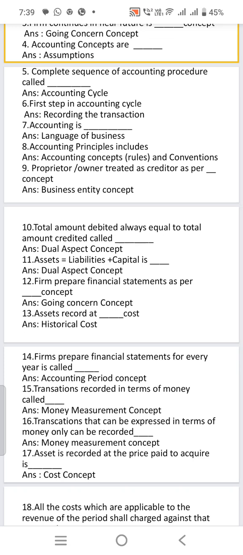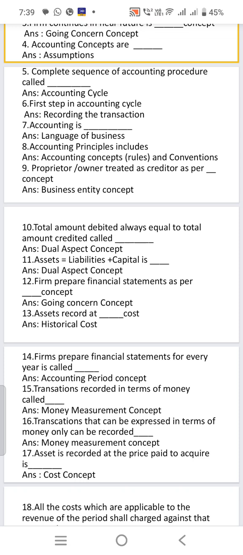The next question: the total amount debited is always equal to the amount credited, called the dual aspect concept. Always in accounting, debits are equal to credits. Whatever we are getting, whatever we are giving, both are equal. That is the reason debit is always equal to credit. That concept is called the dual aspect concept.